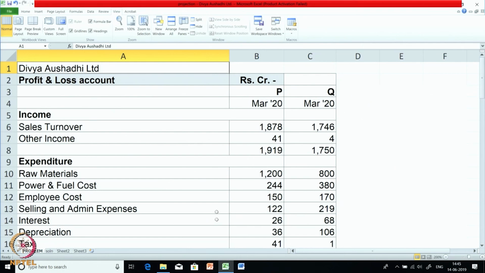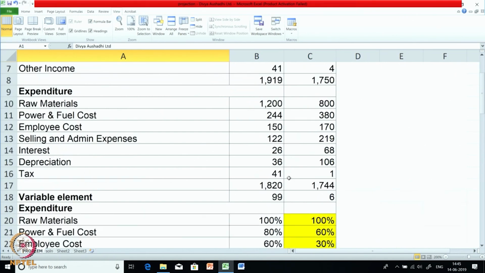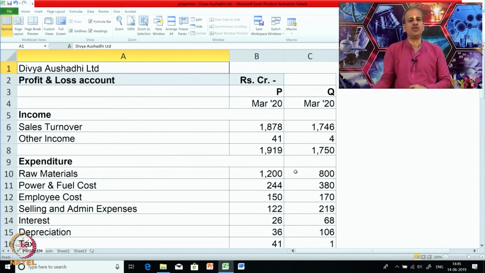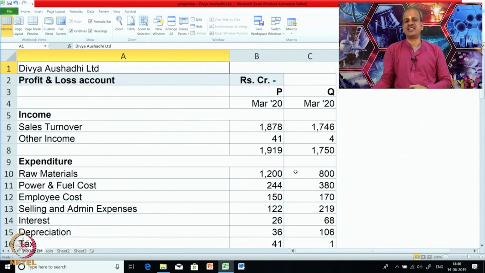They are into two product lines, P and Q. Information is given about incomes and expenses related to those lines, even taxes. They are actually two subsidiaries, P and Q, under the Divya Aushadhi group. Now you are required to make projections for which data is available. I hope you have the sheets. Please try to solve it along with me.